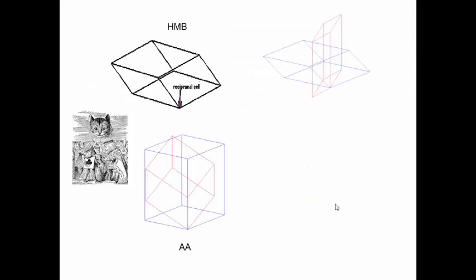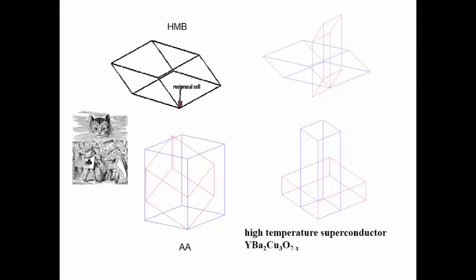So let's look at some examples. Here's that's a Cheshire cat up there appearing. So here we have hexamethylbenzene, here's anhydrous alum, and here is a high temperature superconductor. The reason I put that in is because it's orthorhombic, and half of you have orthorhombic crystals, so your crystal is going to look something like that.